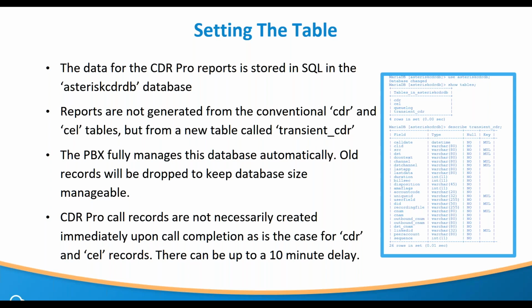And the architecture, the table is mostly similar to the CDR and CL table, but it's just another table in the database, a separate table called transient_CDR. The information in this table is derived from the CDR and CL tables. A scheduled process in the backend checks the CDR and CL tables, generates the reports, puts the report data into the transient CDR table, and from there CDR Pro reports are fetched.